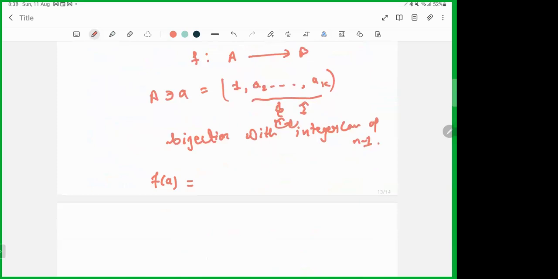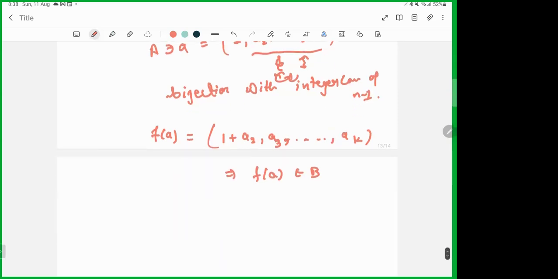So let me write a function, how I should do it, because we have to go ahead as well. So Abhishek, you can write your idea and see where it is incorrect. So you can send f of a as 1 plus a2, a3, and so on up to ak. So this is an integer composition of n. So that means f of a belongs to B. Now clearly this is one-one, that is clear. Now what about onto?